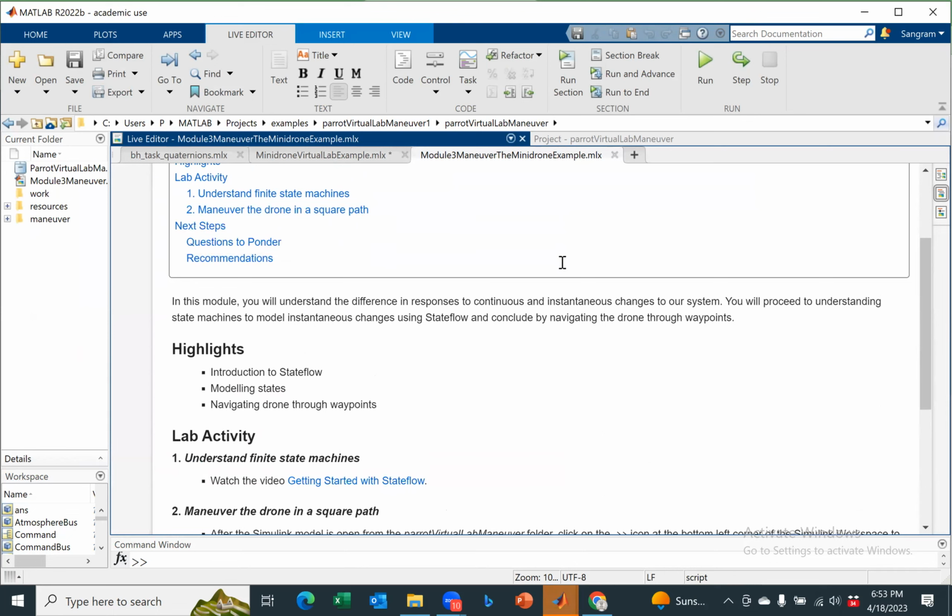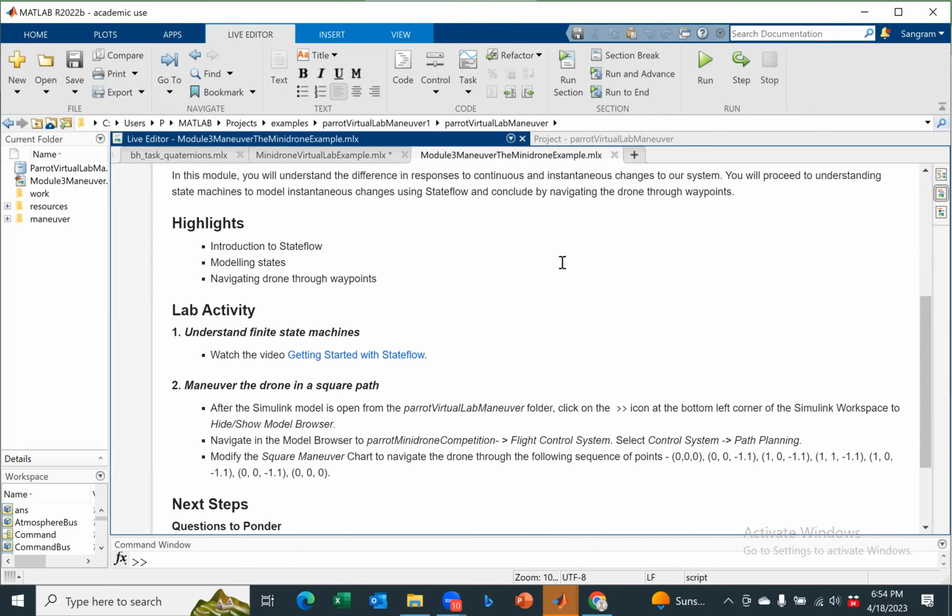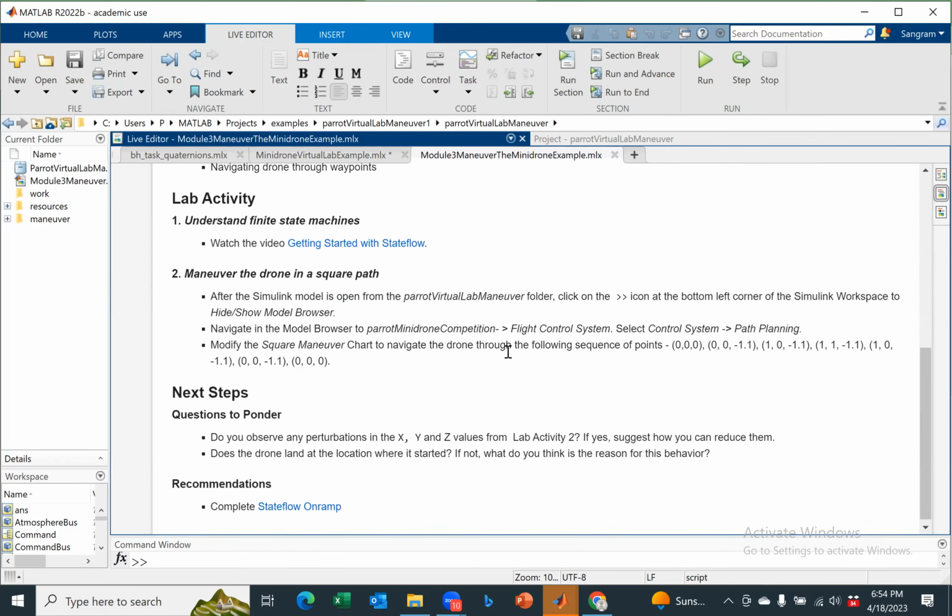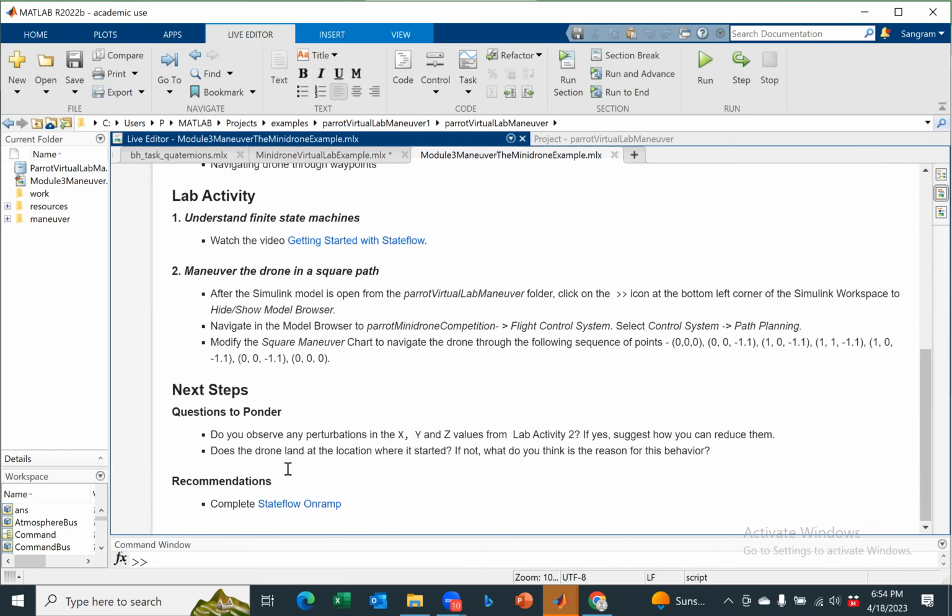Now, please understand that in the last assignment, I asked you to program the drone so that it can follow a particular path. Have you done it? Okay. So this gives you the theory behind that assignment. And then you use the square maneuver chart, and if you don't know what a state flow is, you can look at what the state flow is.